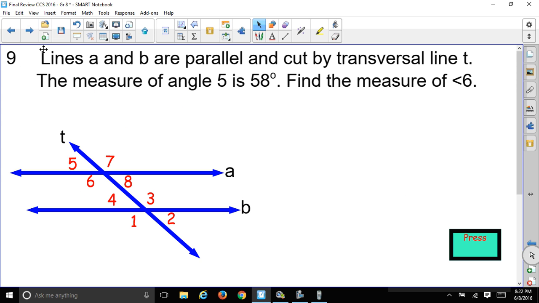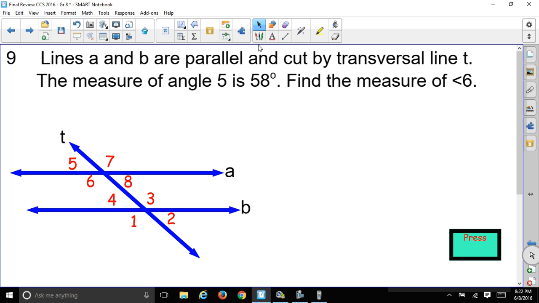All right, here's our next question. Lines A and B are parallel and cut by transversal line T. The measure of angle 5 is 58 degrees. Find the measure of angle 6.